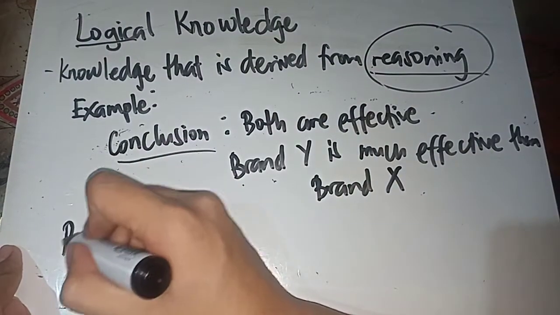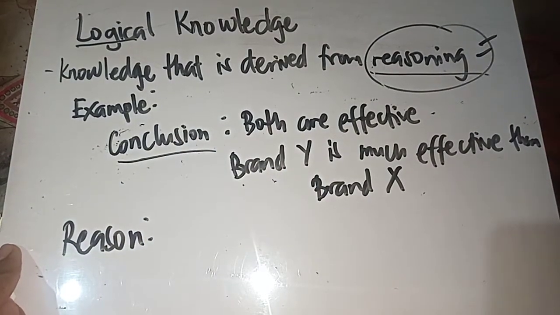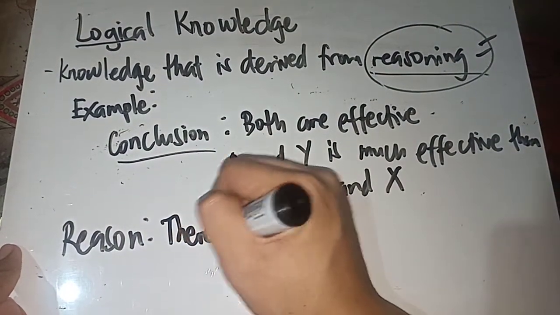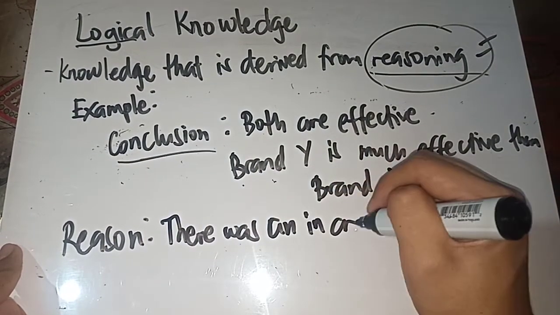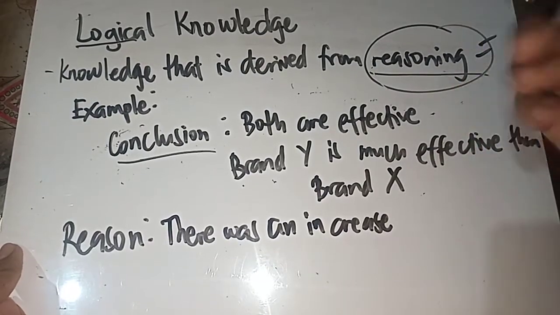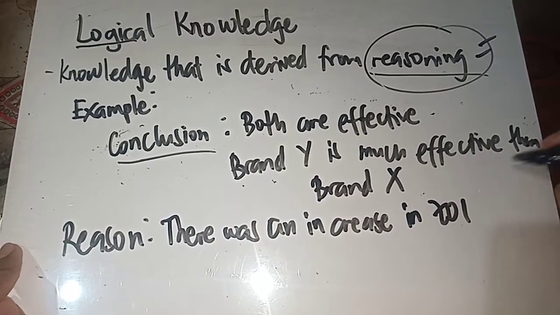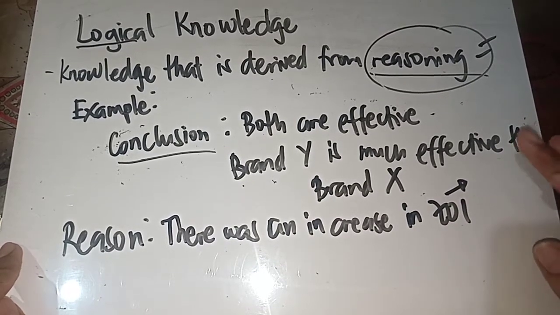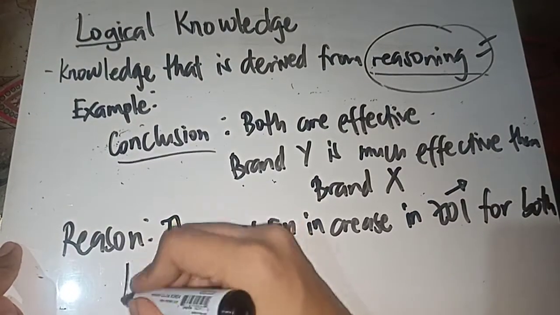It's because we have the reason. Okay, we have the reasoning. And what is that reason? There was an increase. Okay, there was an increase in zone of inhibition. Okay, please do not use the abbreviation. This is just my shorthand term, but write it down, zone of inhibition. Okay, there was an increase in zone of inhibition for both products.